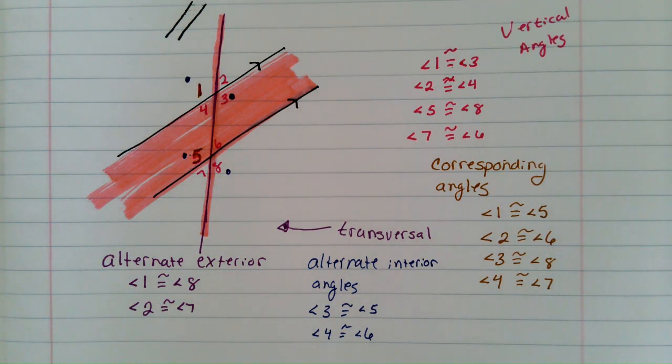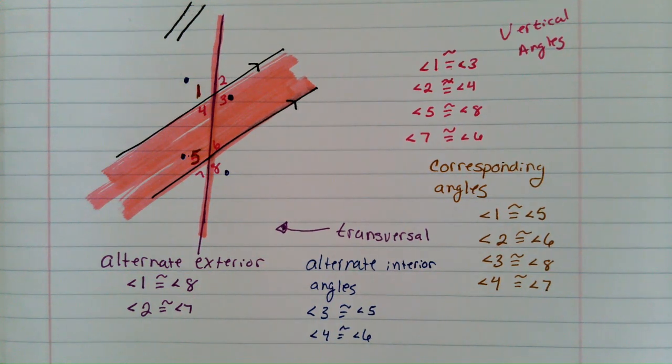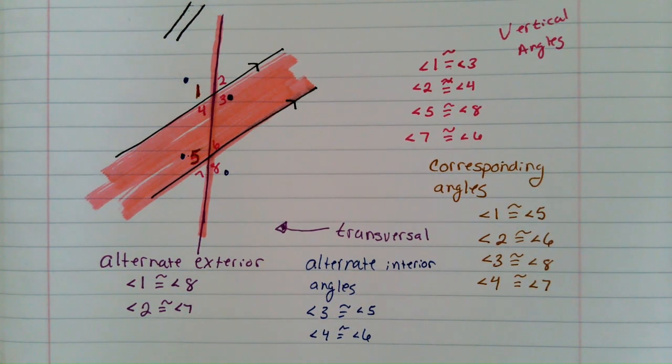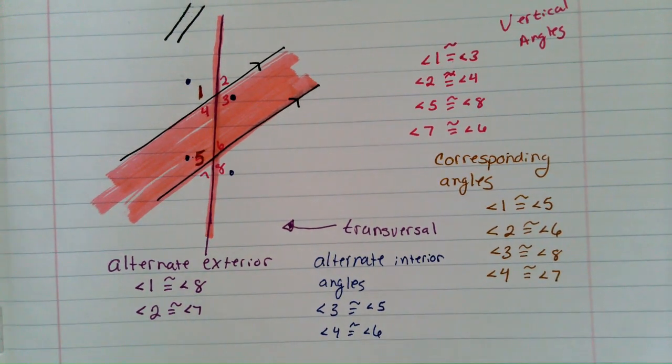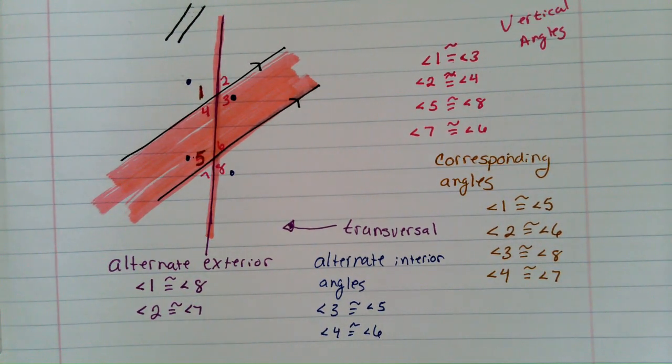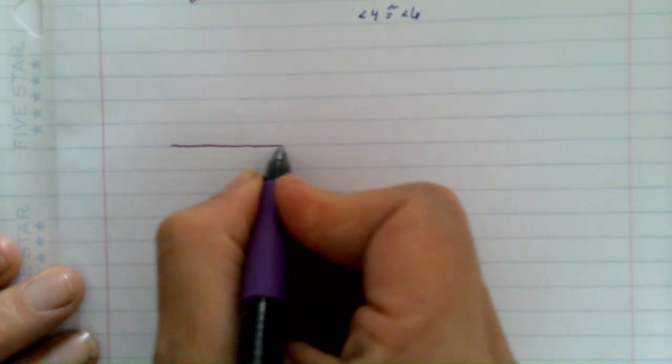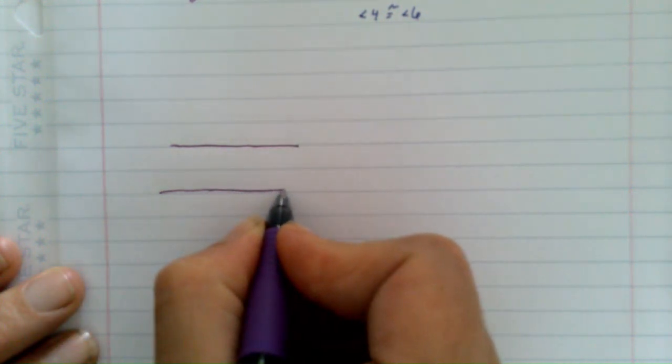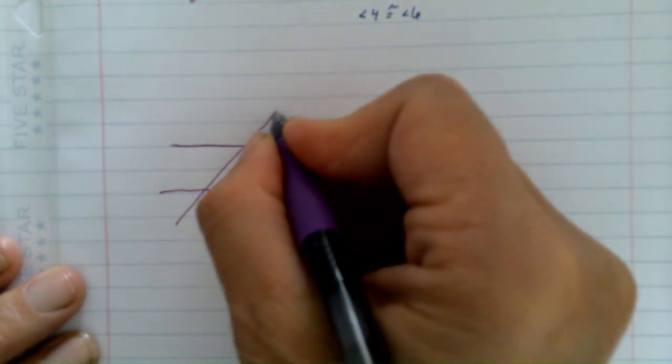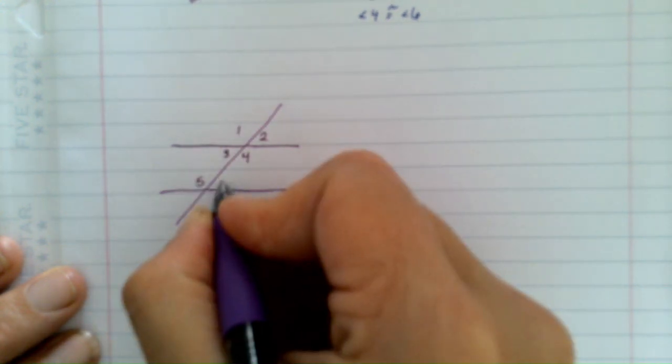So I'm going to redraw, now that we've talked about all the congruent sides, we've got half of them are one size, half of them are the other size. We're going to go ahead and compare, and I might number them differently this time. So I'm going to draw it different, just parallel lines, cut by our transversal, 1, 2, 3, 4, 5, 6, 7, 8.